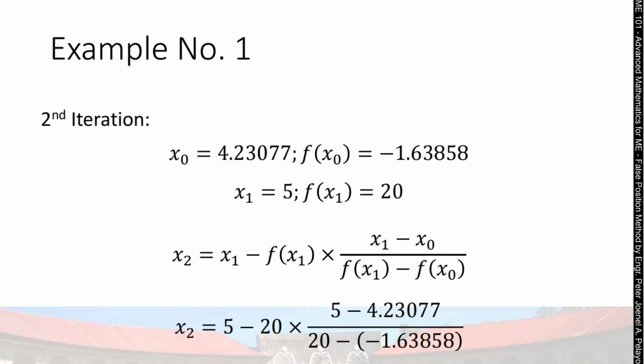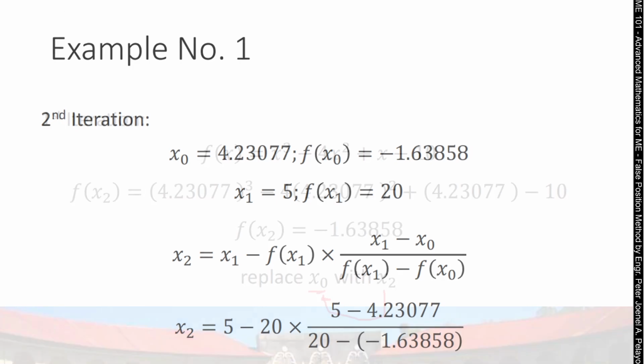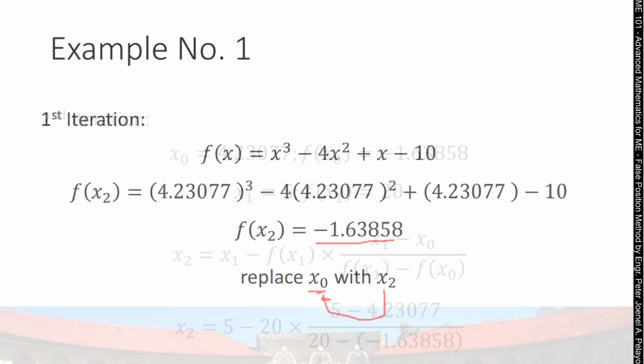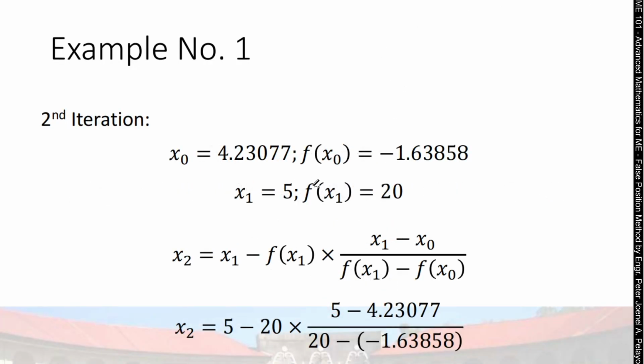X0 natin, yung dating X2. So, substitute natin siya sa f of x, which is nakuha na natin, which is 1.63858. Nakuha natin siya, ayun, no? Okay? And then, X1 is 5 and f(X1) is 20.